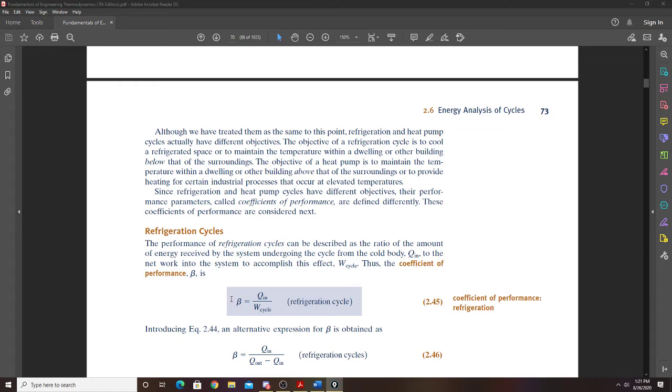So right here, beta is for a refrigeration cycle. It is Qin over work cycle. It essentially is flipped, right? Because work cycle used to be at the top.